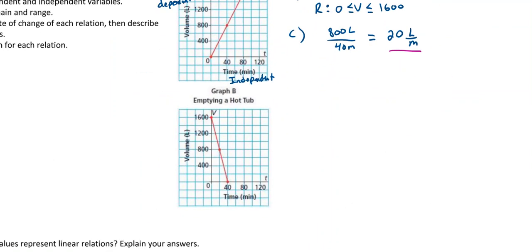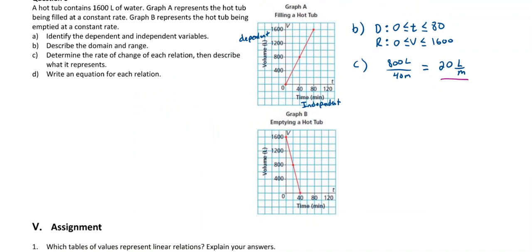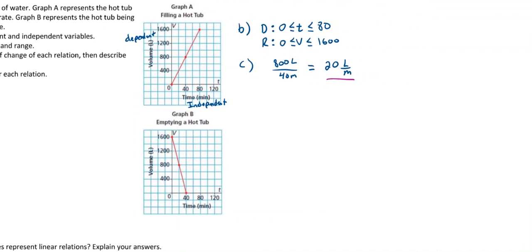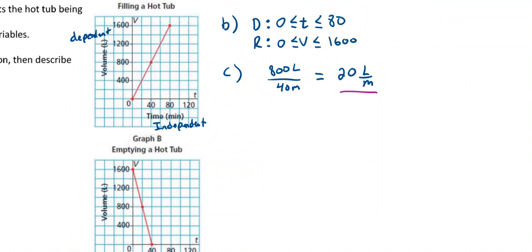All right. Oh yeah, what's D say? Write an equation for each relation. All right. So write an equation for each relation. We're going to say D. So we'll say y is equal to mx plus b is what we're after here. Or, instead of y's and x's, we should be saying volume and time.